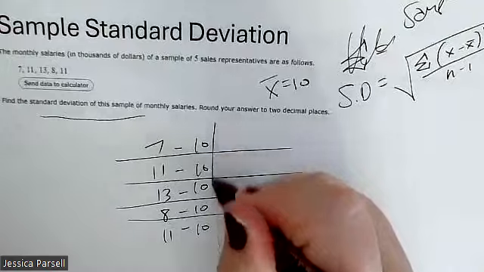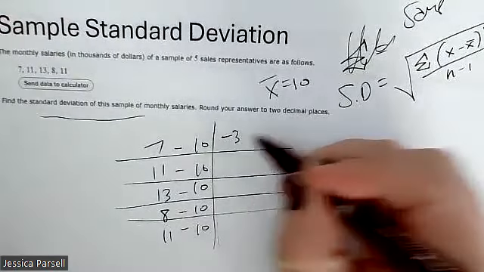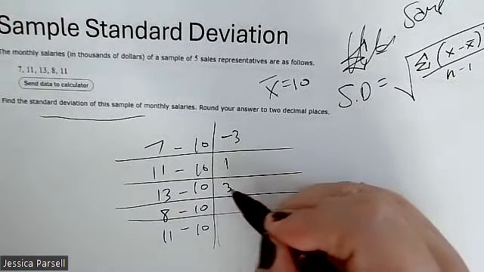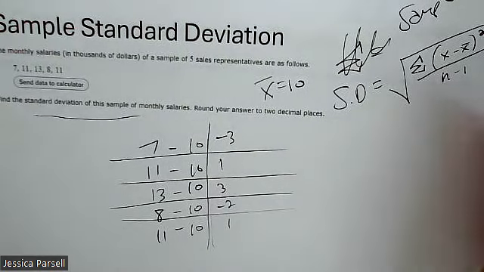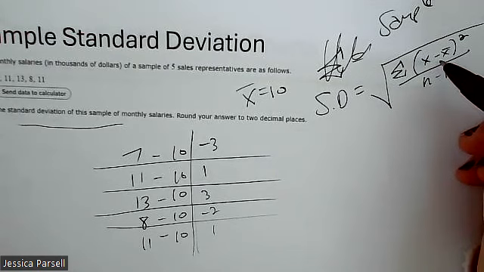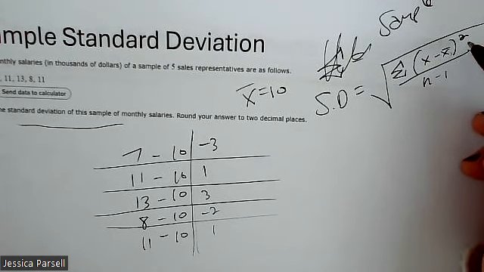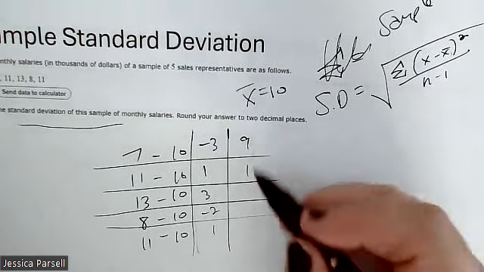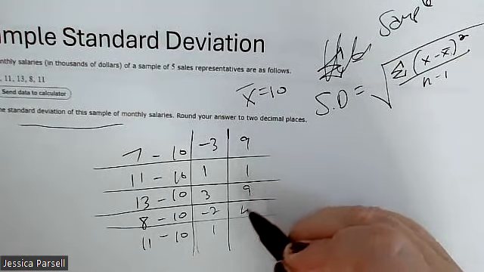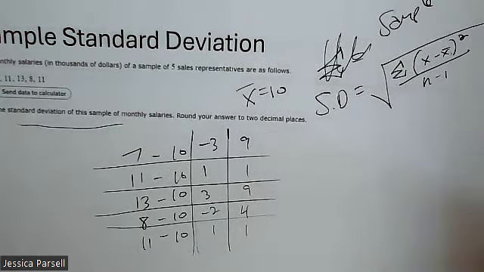So 7 minus 10, we know is -3. 1, 3, -2, 1. And then it wants you to square them. See, this formula says after you find the differences between your data value and the average, once you get that, square it. So -3 times -3 is 9, 1 times 1 is 1, 3 times 3 is 9, -2 times -2 is 4, 1 times 1 is 1.